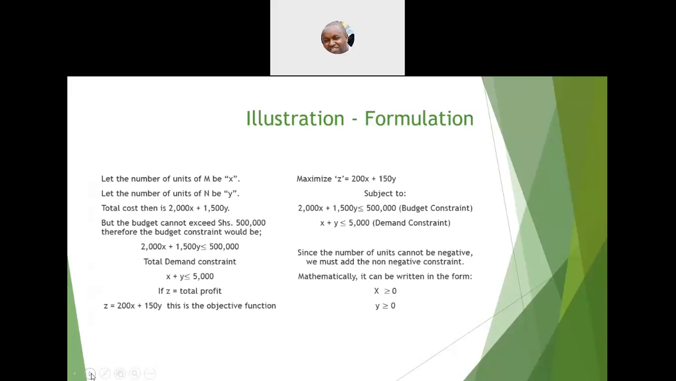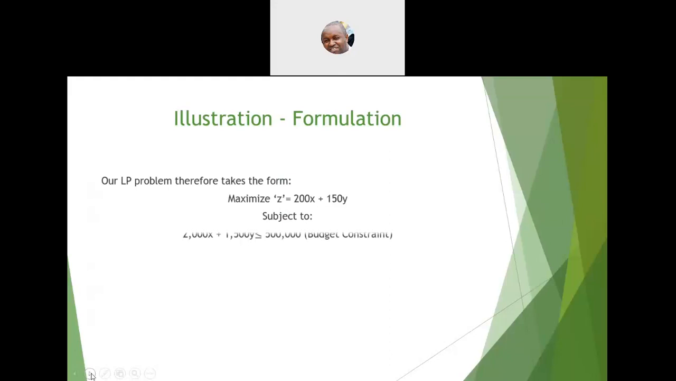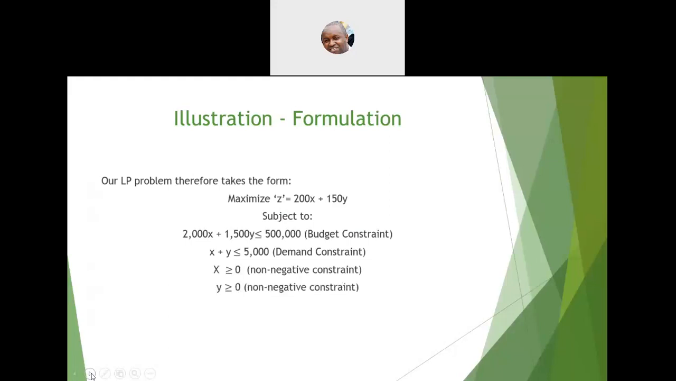That will mark the end of this video, but we shall mention again how we highlight our problem. We show our objective, which is to maximize profit, which is Z, subject to the budget constraint, the demand constraint, and the non-negativity constraint.